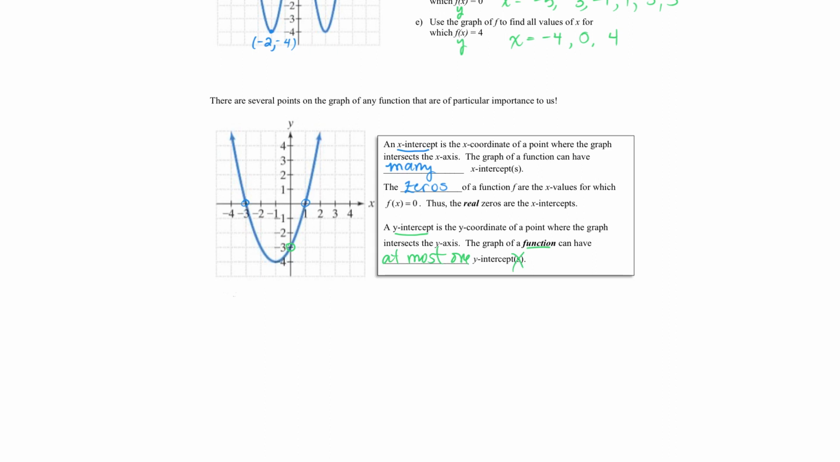So stop the video and think for a minute why the graph of a function can have at most one y-intercept. Hopefully you thought about that for a minute, right? If this graph had more than one point on the y-axis, the y-axis is a vertical line, so if I had another point up here, then it would fail the vertical line test. So the graph of a function can have many x-intercepts, but it can only have at most one y-intercept.